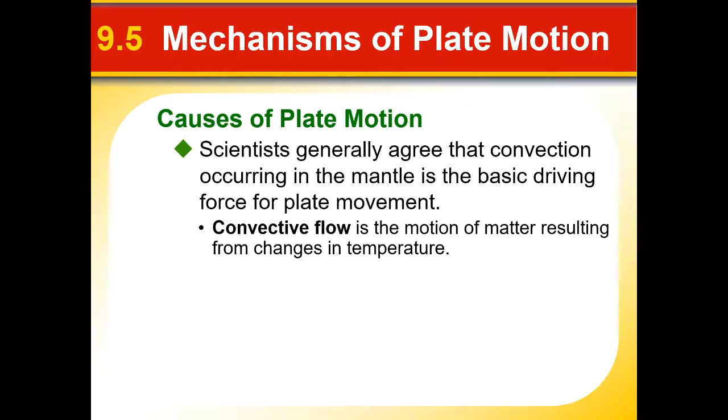The convection flow is the movement of matter resulting from changes in temperature, wherein the hotter mantle material goes upwards and the cooler mantle material goes downwards. So it is continuously flowing up and down, and in that motion, it is also carrying the rigid plates up top.